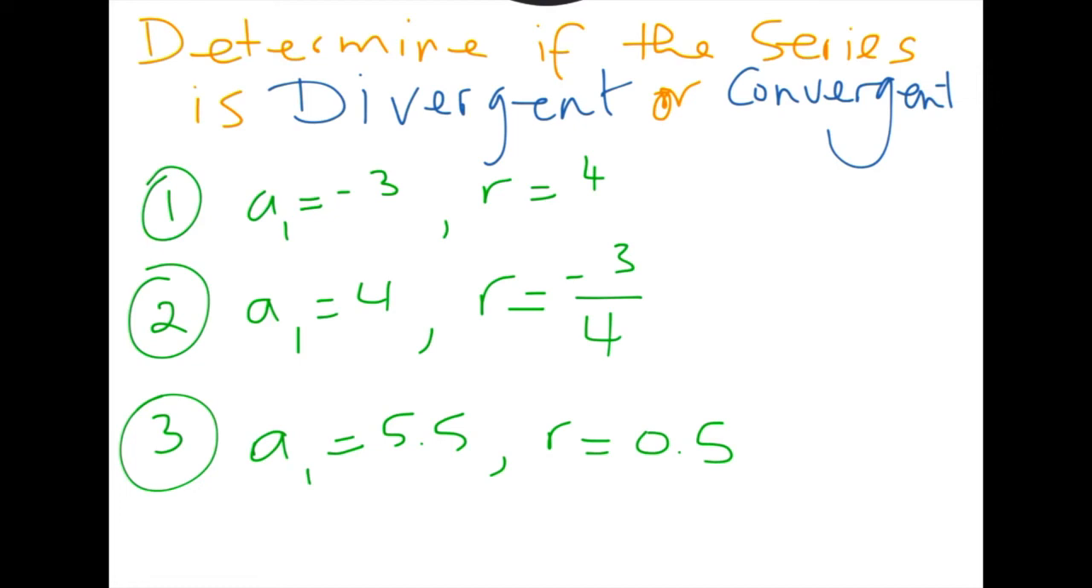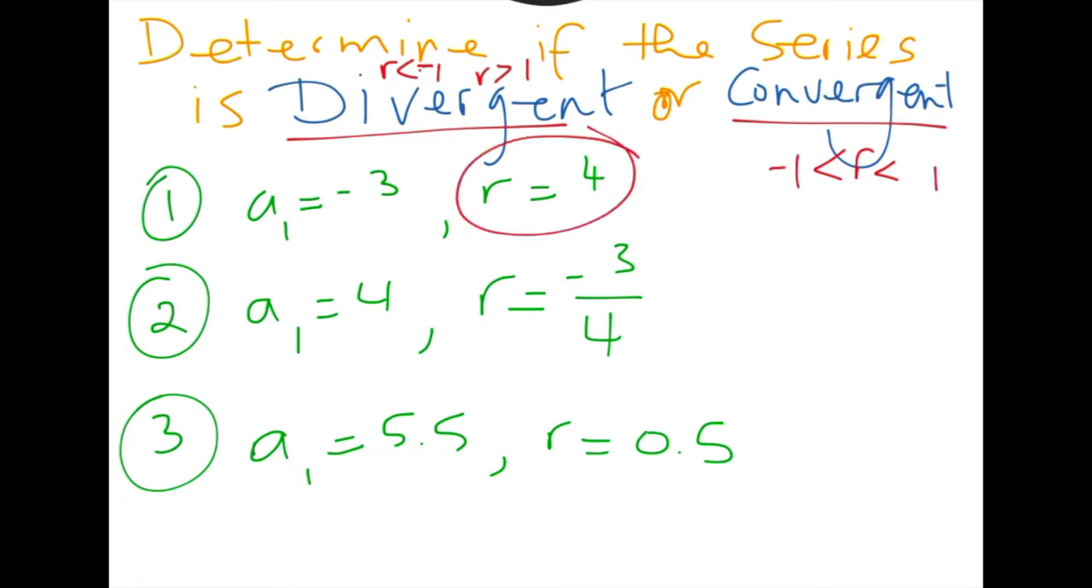Okay, let's look at these questions. Determine if the series is divergent or convergent. Again, remember, divergent means it has no sum. It means R is greater than 1 or R is less than -1. Convergent means the infinite sum exists, which means R is going to be between -1 and 1. So you just look at R, that's it.